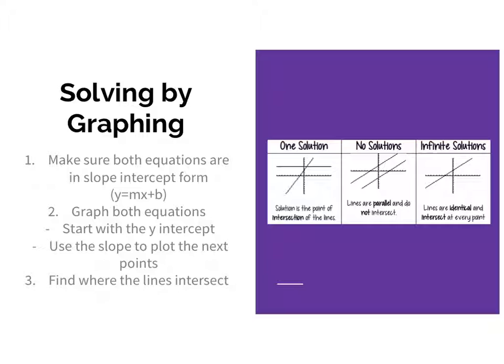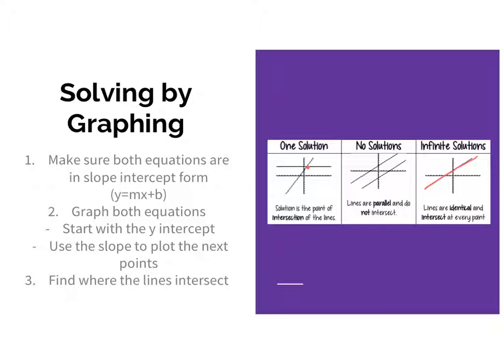So here we can see on the right, we've got examples of one solution. These two lines only intersect at one point, so they have one solution. These lines under no solution don't intersect at all. So where they don't touch at all, there's no solution. And infinite solutions, they're actually both graphing the same line. And since they're the same line, they share all of their points.